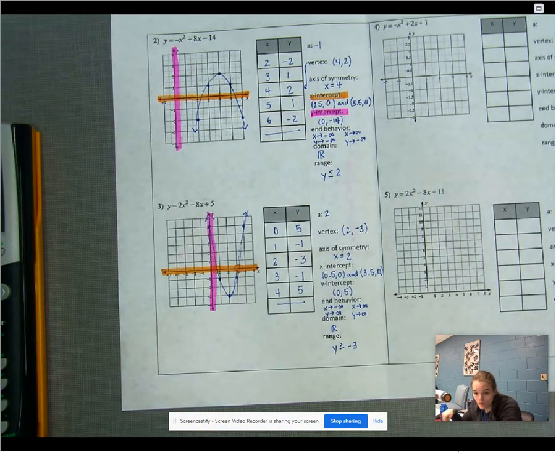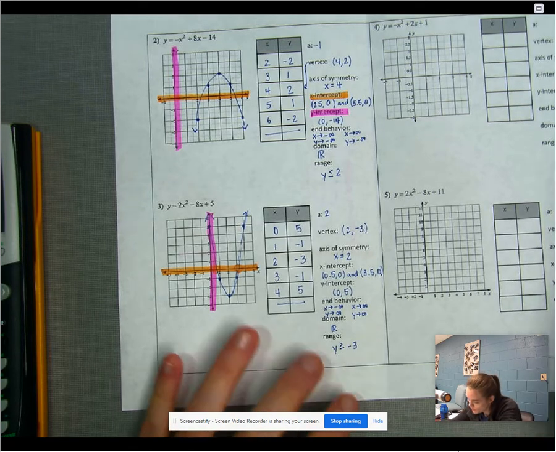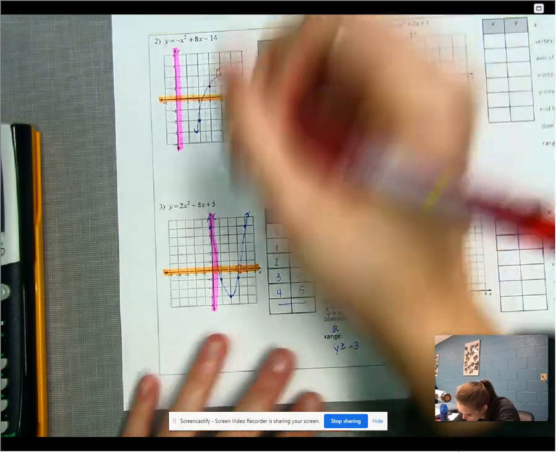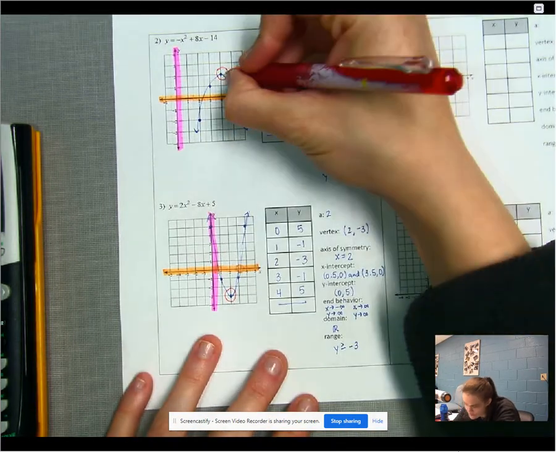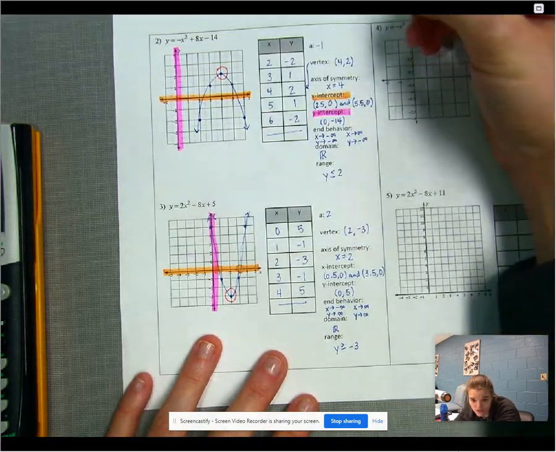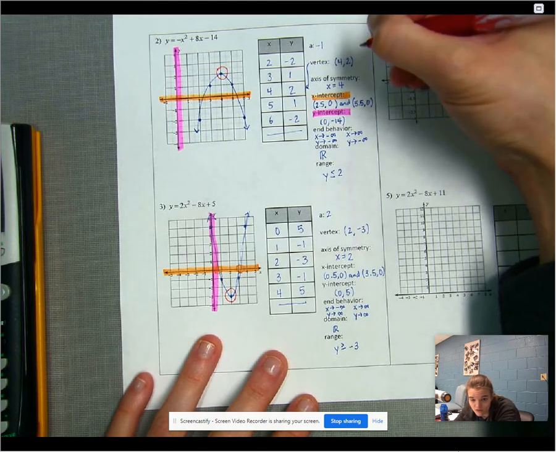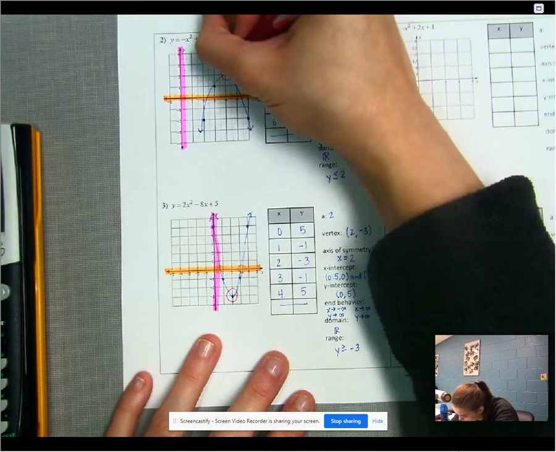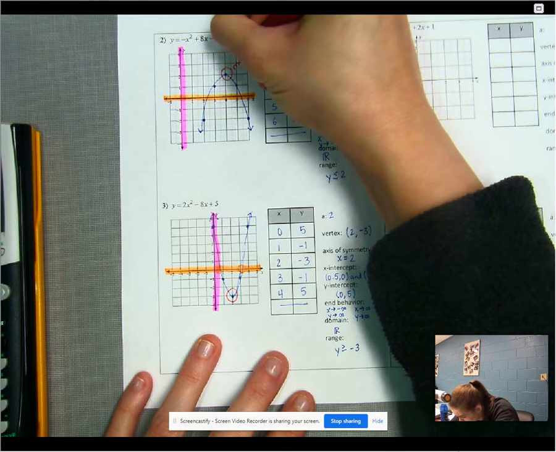Okay, not part of this. It's not asking you this, but something I want you to do on 2 and 3, and then on 4 and 5. We talked about this in the last video, is what is this point? This is the highest point, this vertex is. So the vertex for this can also be called a maximum. So write that down up there on number 2.